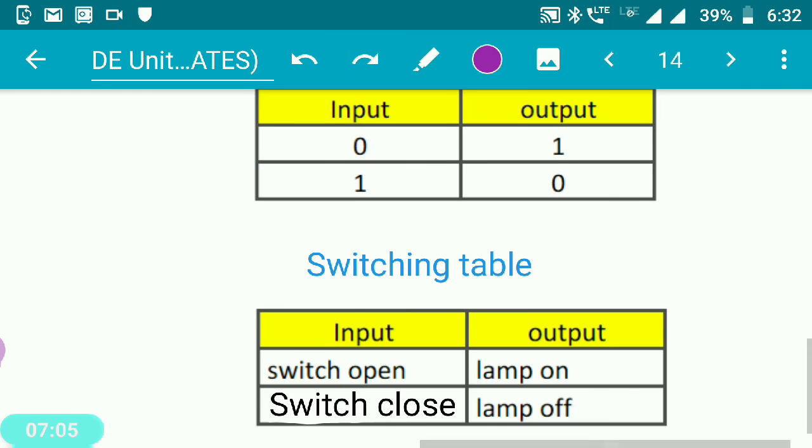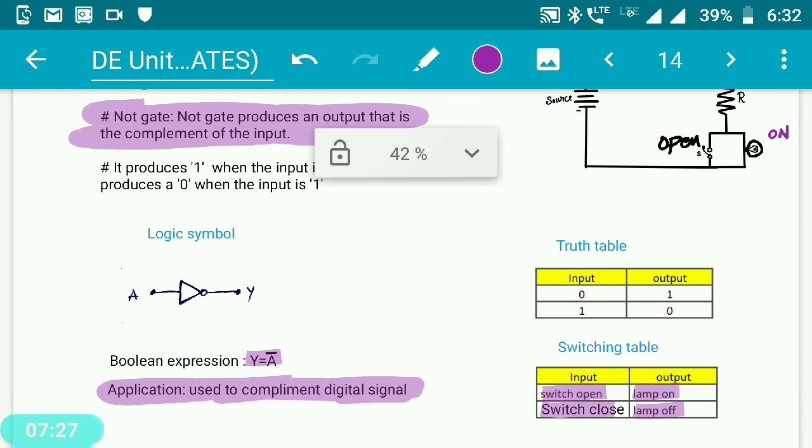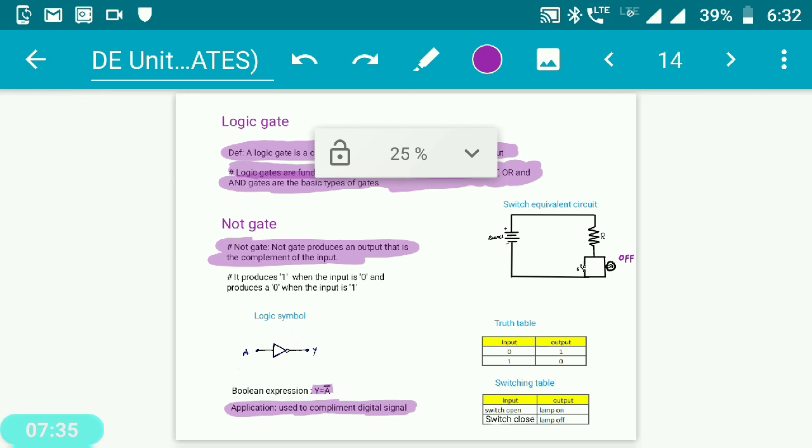Then let us go to understand the switching table. As I already told you, whenever the switch is open, the lamp is going to be turned on. Whenever the switch is closed, the lamp is going to be turned off. That is what happens. So that is why we call this the switching table for the NOT gate. Then we go to finish this off.